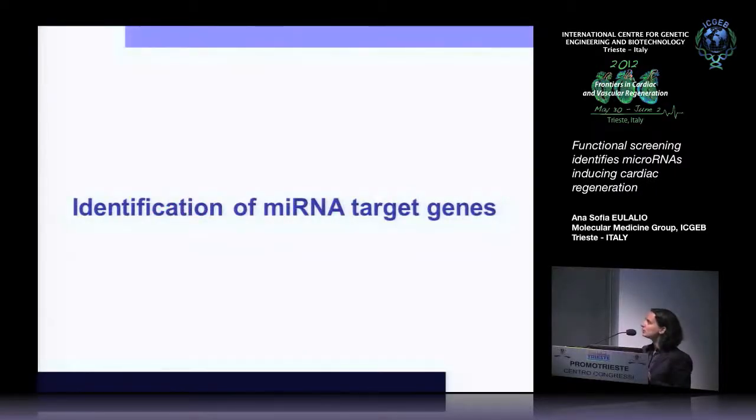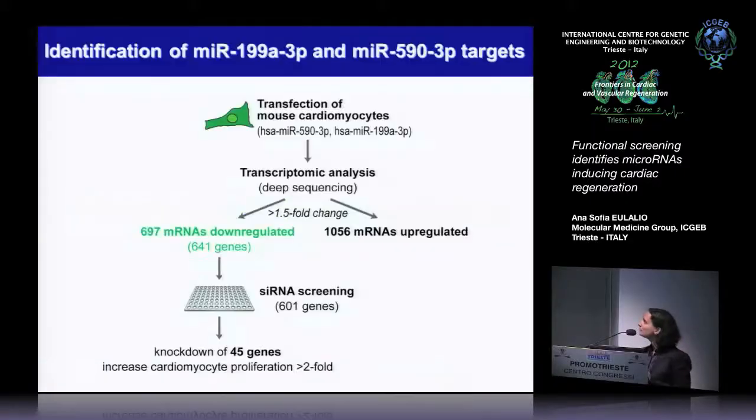So the next point that we looked at was to try to identify targets of these microRNAs. For this, we used the following approach. First of all, we transfected mouse cardiomyocytes with 2 top hits of the screen, 2 different microRNAs, and we did a transcriptomic analysis by deep sequencing to identify messenger RNAs which are downregulated by these microRNAs. In this case, we could put a cutoff value of 1.5-fold. We identified about 700 messenger RNAs which are downregulated by these microRNAs, which are likely targets of these microRNAs. But now we have this number of messenger RNAs. How do we see which of these messenger RNAs are responsible for the phenotype in terms of proliferation?